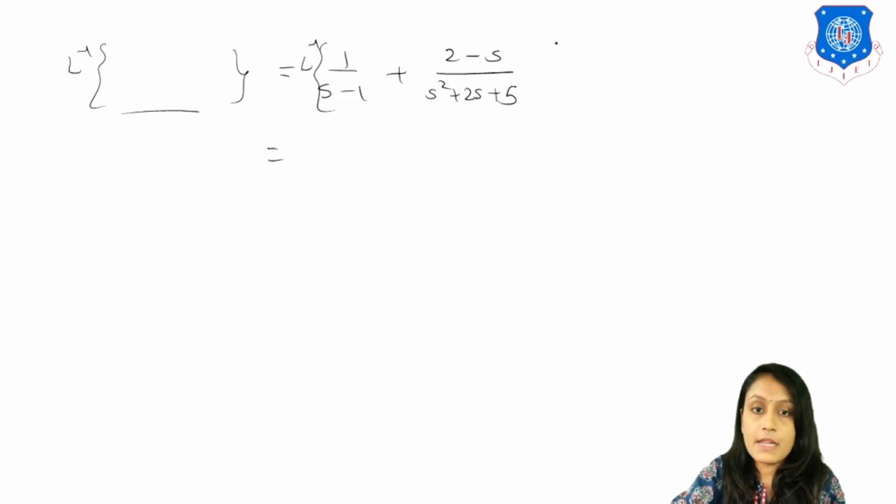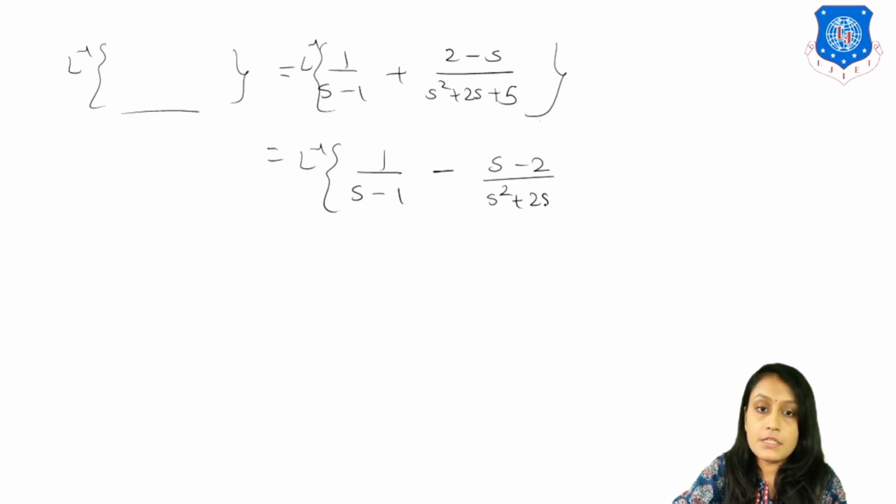Now we have to find Laplace inverse. So here we have Laplace inverse, right? Now what we'll do? Laplace inverse of 1 upon s minus 1. Now as we want positive, we'll take minus outside. So what you will get here? s minus 2 upon s square plus 2s plus 5. Clear?